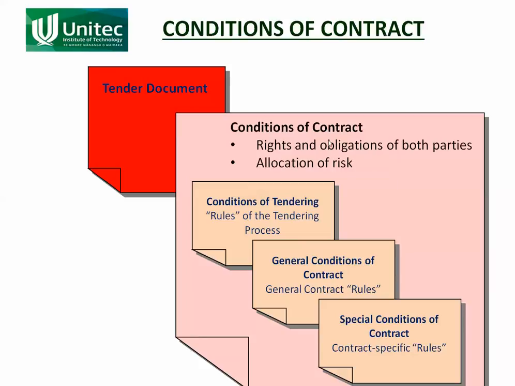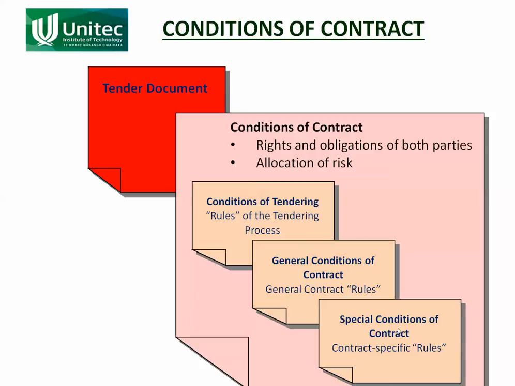The conditions of contract are composed of three parts. The conditions of tendering are the rules of the tendering process. When you're putting together your tender submission, you're referring to the conditions of tendering. It tells you what you need to provide, when you need to provide it, where you need to put your submission in. It also tells you what your obligations are when you're doing the tender submission. For example, you are obliged to go on site or make sure that you know what the works are supposed to involve. So that's what the conditions of tendering are all about.